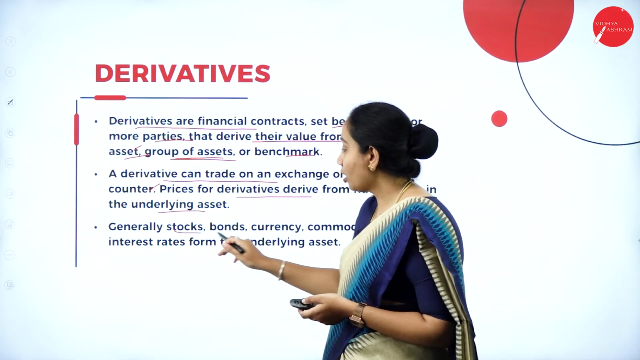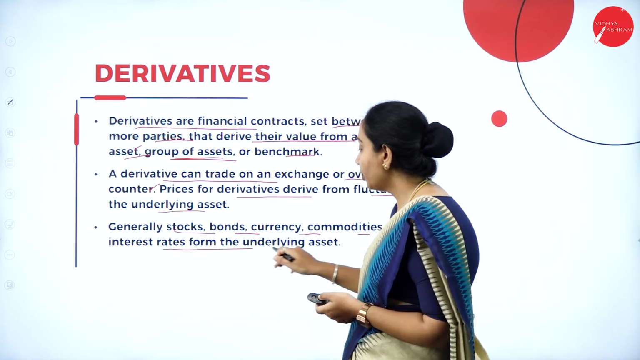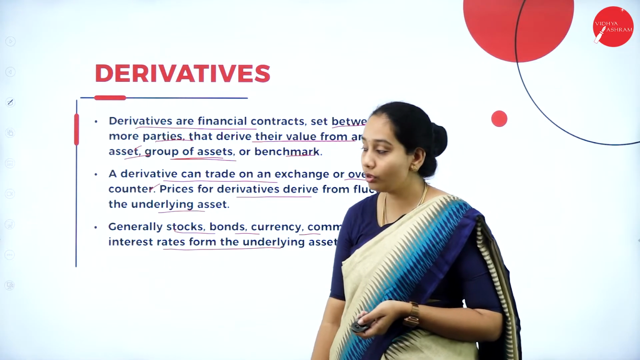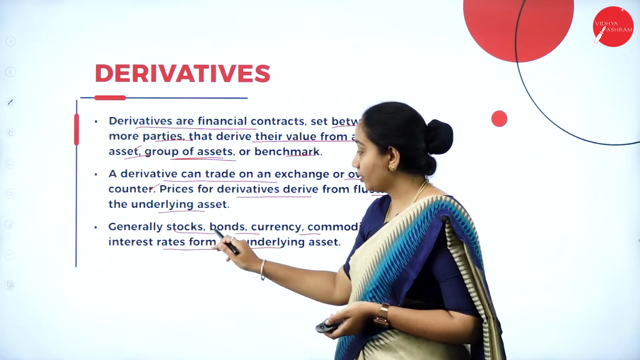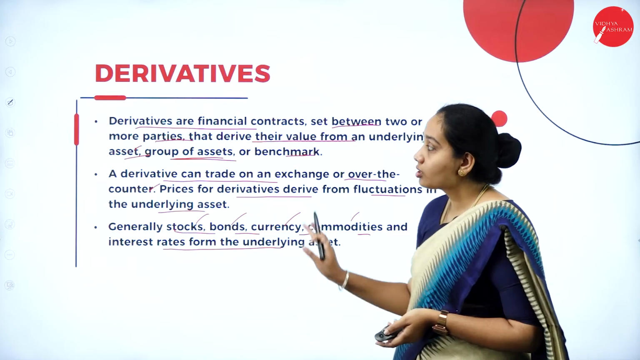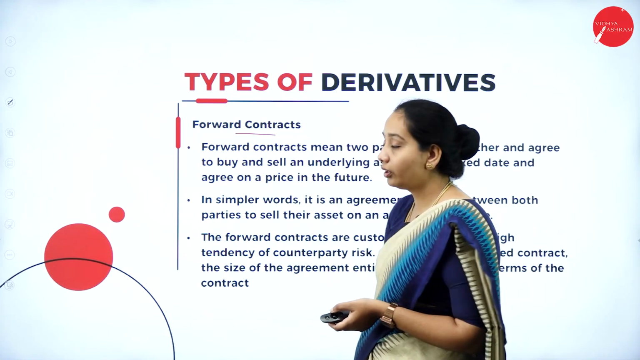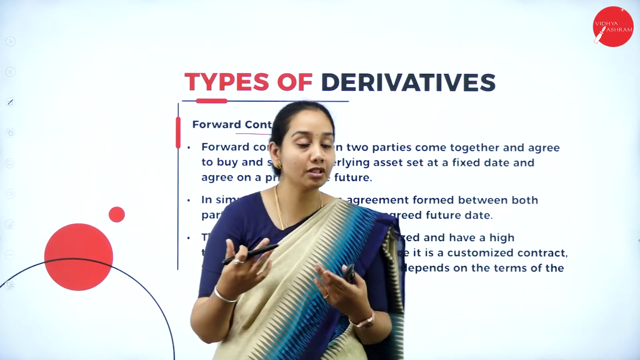So generally, stocks, bonds, currencies, commodities and interest rates are the underlying assets. Usually in the case of derivatives, we can invest in stocks, bonds, currencies and commodities. So we'll see what the different types of derivatives are. First is the forward contract. The name itself tells you what it is.